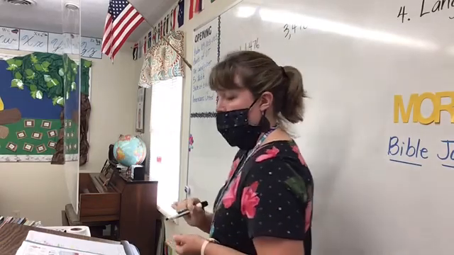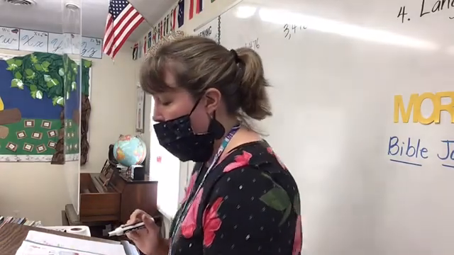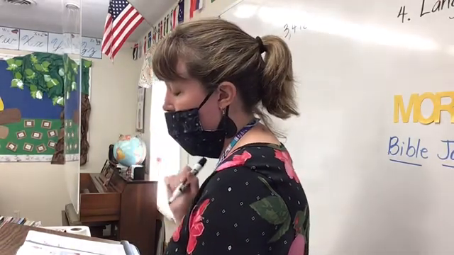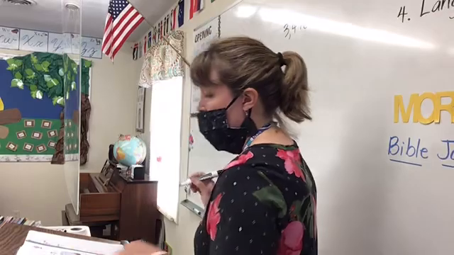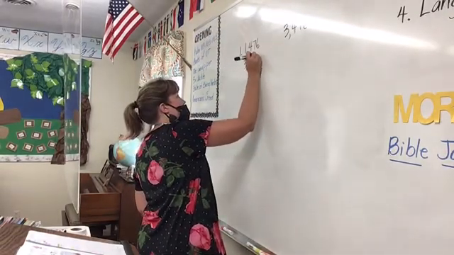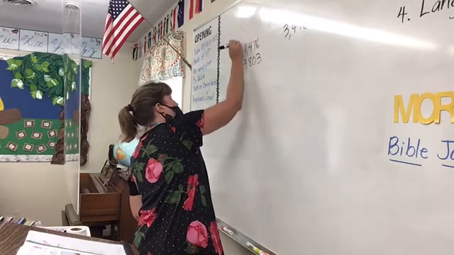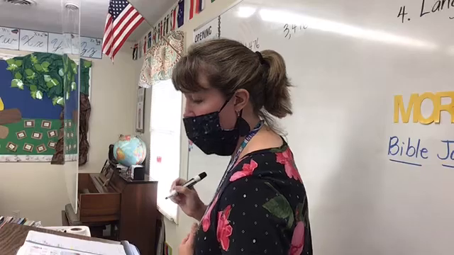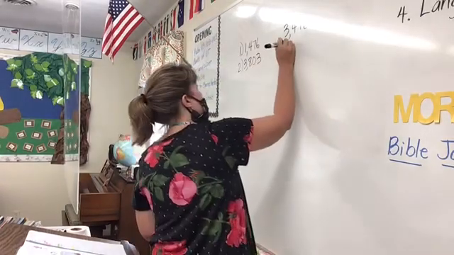Okay. Number 2, we have 4,803. So Autumn, what is 1,000 less? 3,803. Good. And then what is 1,000 more, Marissa? 5,803. Correct.